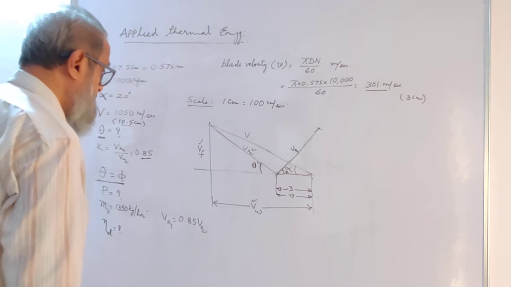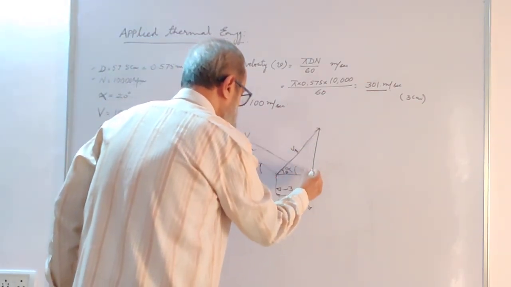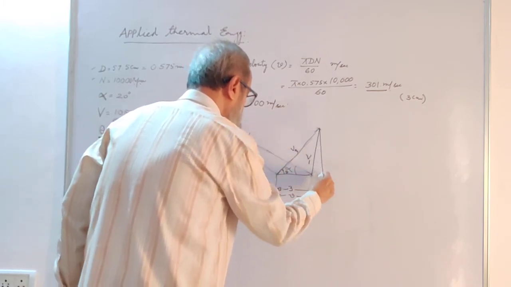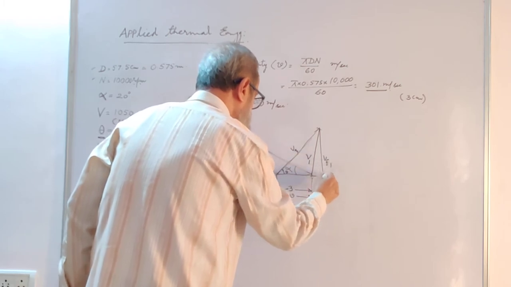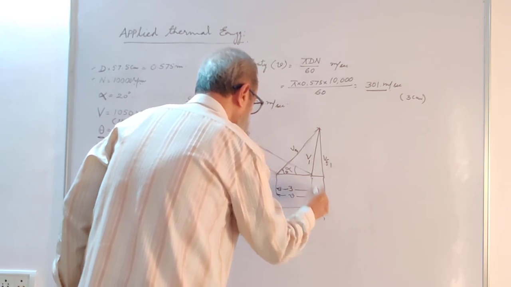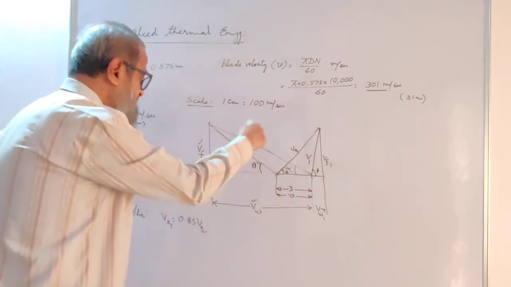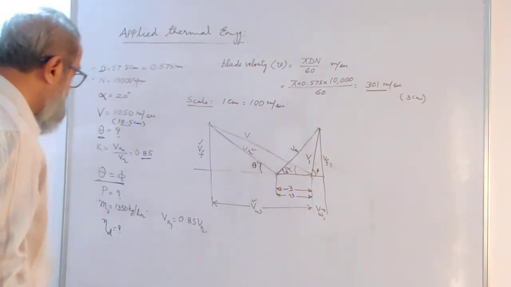Next, what you do, join this point to this point. This is V1, velocity at the exit. Draw a perpendicular. This is VF1. This is VW1. And this angle is beta, nozzle angle at exit. So again, you will have to measure those and get the values.